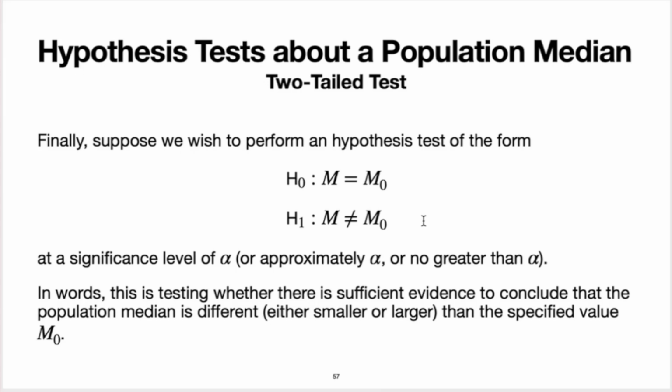And we want to perform this test at a significance level of alpha, or as we've discussed before, a level approximately alpha or perhaps no greater than alpha. So in words, this is testing whether there is sufficient evidence to conclude that the population median is different than the specified value m sub 0.